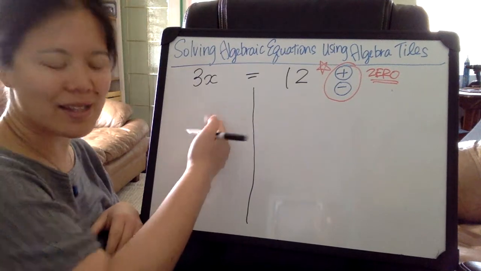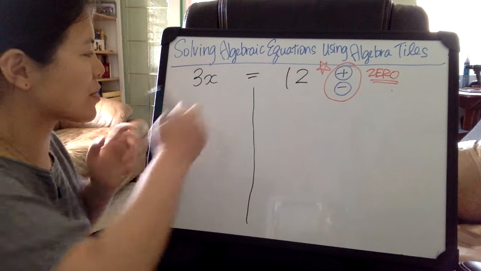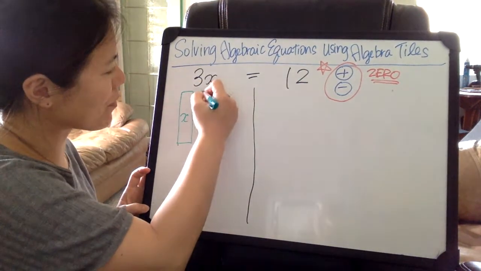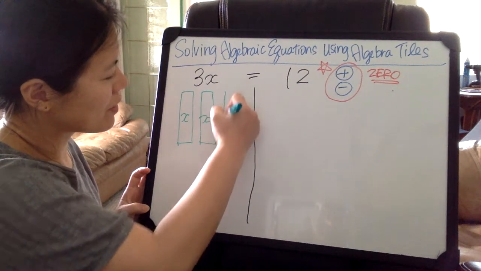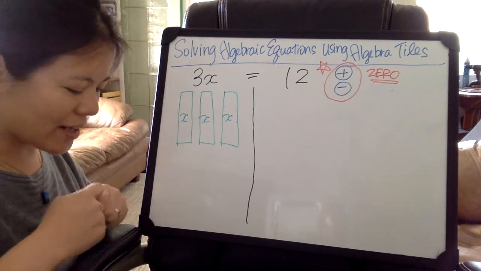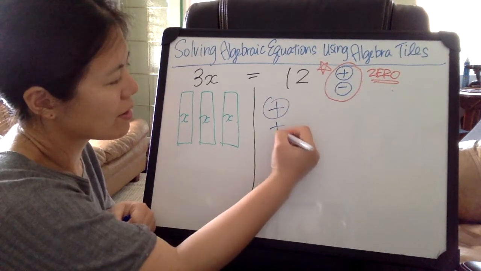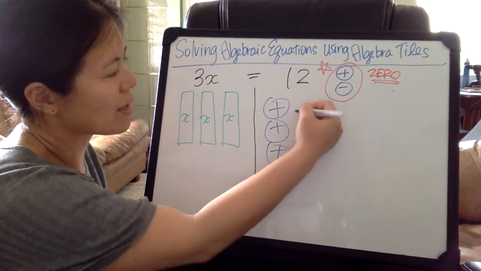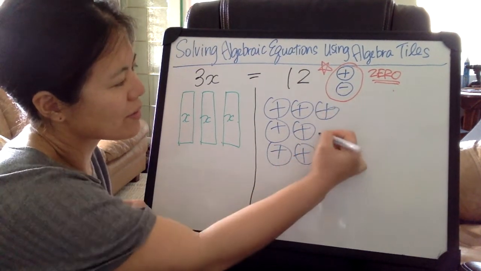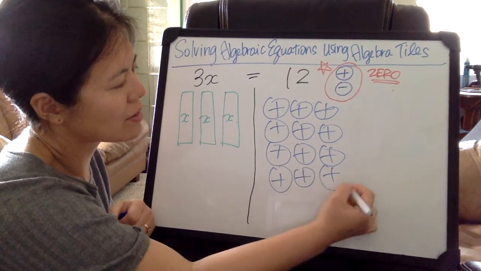Okay, so 3x. Remember that we did those big tiles. I don't have the actual tiles, but we represent this as x, and I have 3 of those. And on the other side, I have 12: 1, 2, 3, 4, 5, 6, 7, 8, 9, 10, 11, and 12.